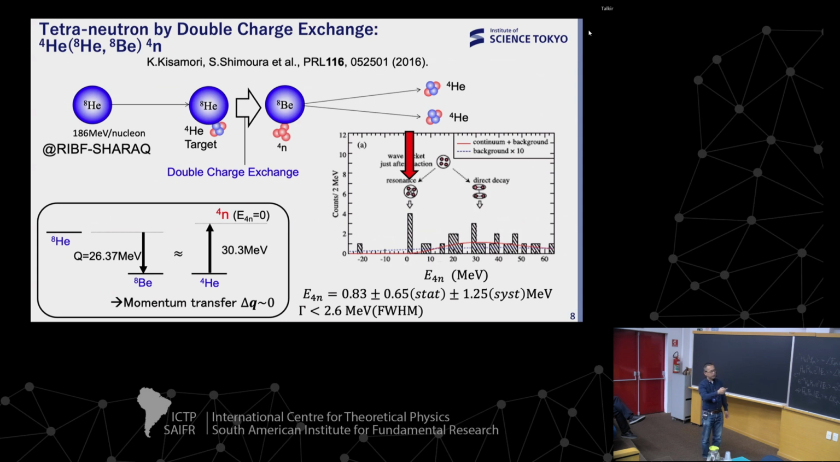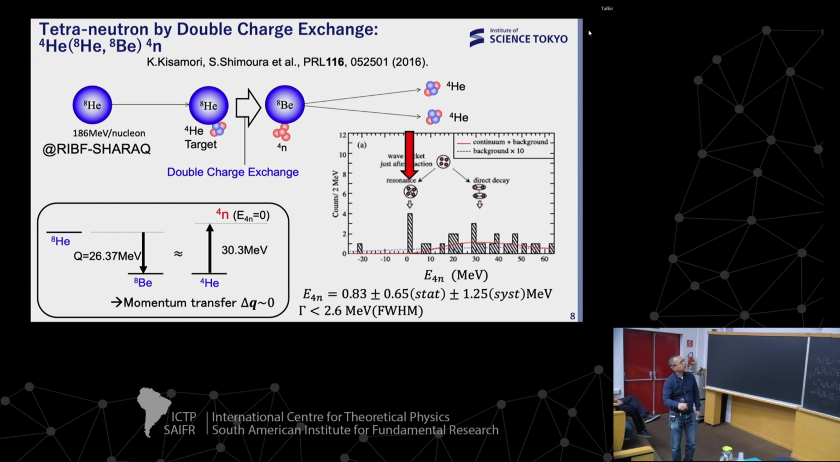This is very important because if this condition was not met, you would have a higher momentum transfer that easily breaks this tetraneutron resonance, or whatever, the 4-neutron system. So this was the idea by Shimura-san, the second author of this paper. Okay, and then what they observed is this missing mass spectrum.